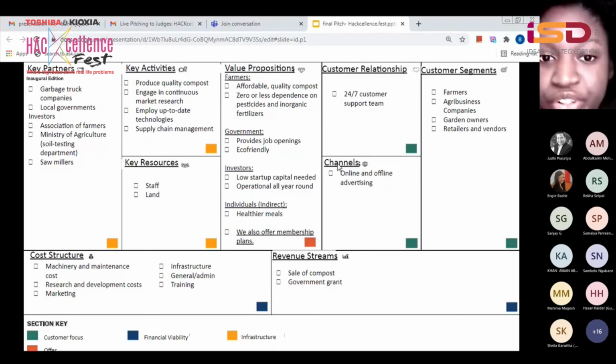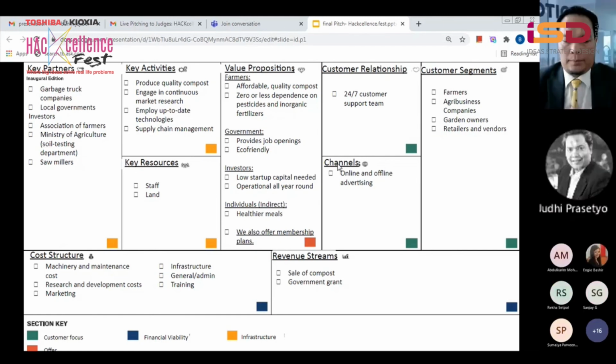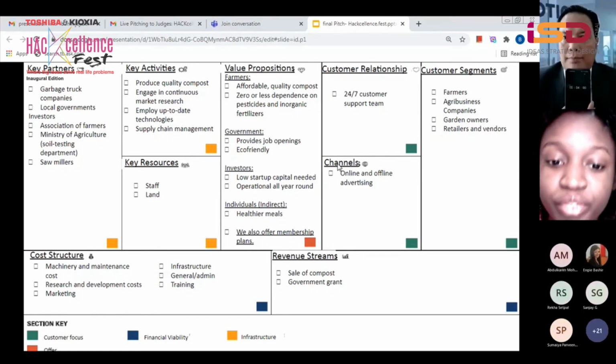Our unique value proposition. To farmers, affordable quality compost, zero or less dependence on pesticides and inorganic fertilizers. To governments, we provide job openings, and our business is eco-friendly. To investors, low setup capital needed, operational all year round. To individuals, healthier meals, we also offer membership plans.